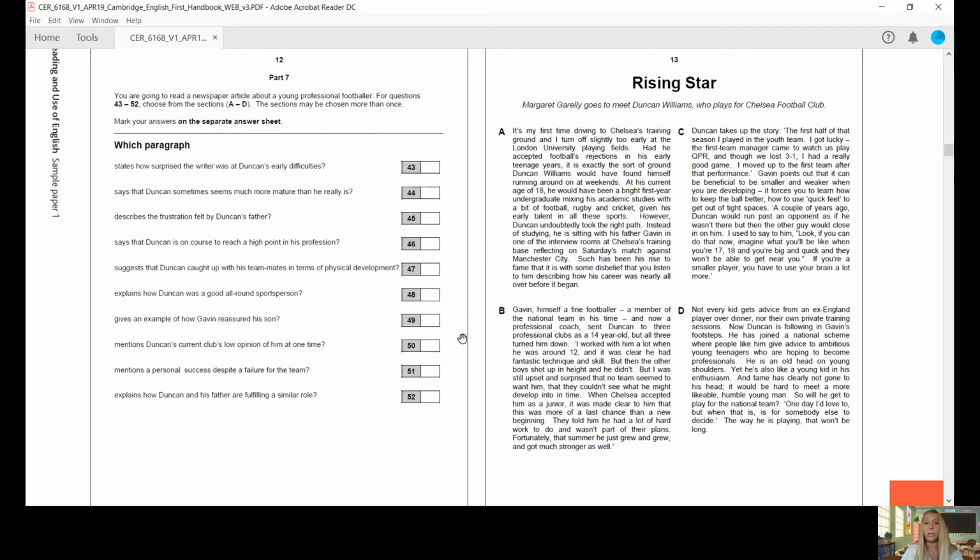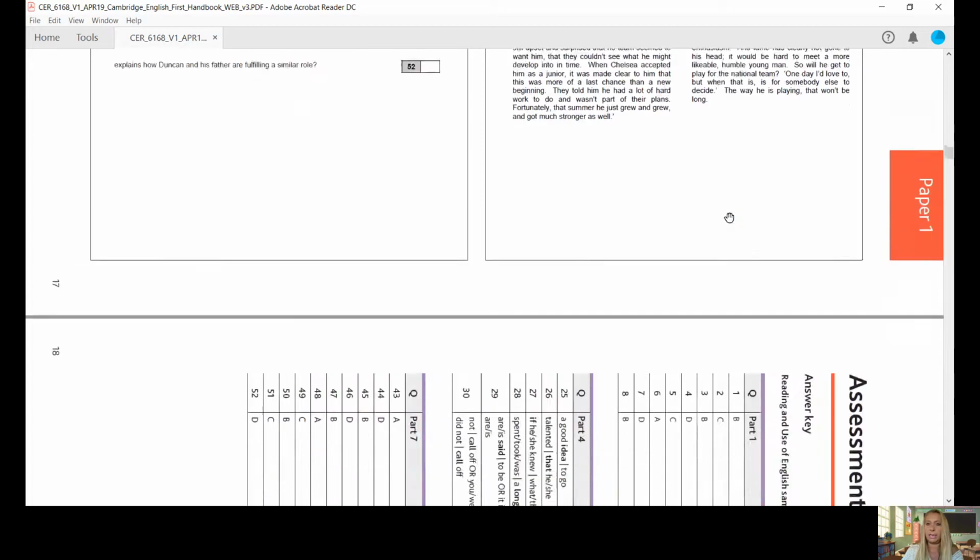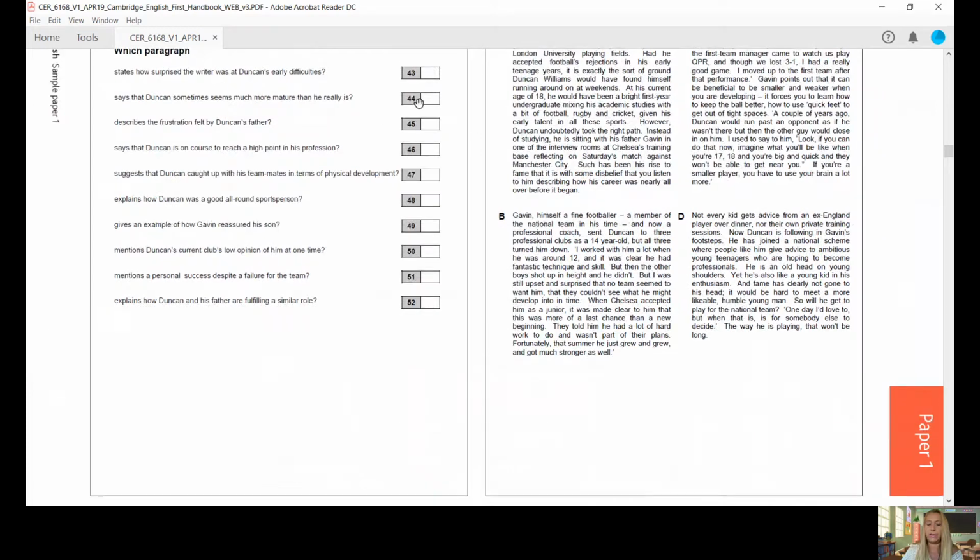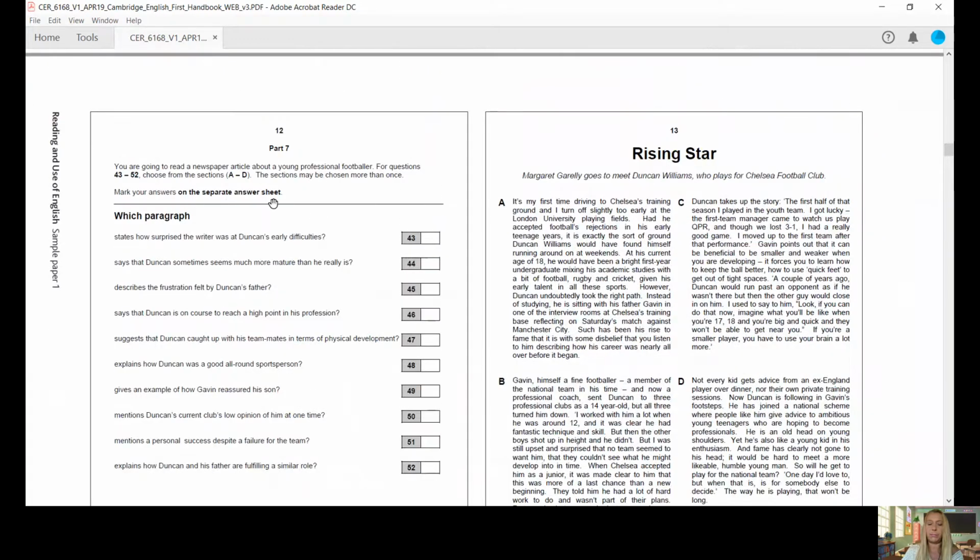Okay, so what you have, mark your answers again on the separate answer sheet. Make sure you practice doing that. It's important that you are comfortable and familiar with the process. So, which paragraph states how surprised the writer was at Duncan's early difficulties? Which paragraph? So choose your paragraph for A, B, C, D, and put your answer, remember, on the separate answer sheet.